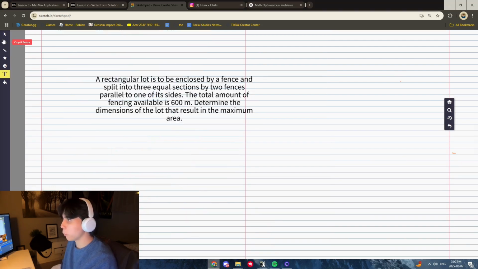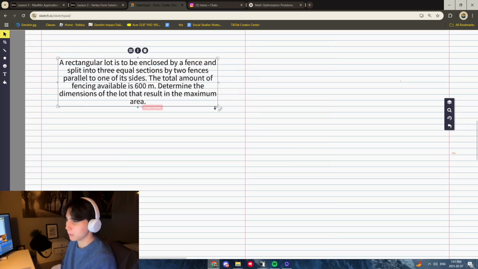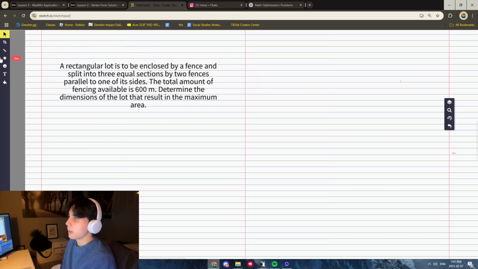Alrighty, final word problem that I'm going to go over today. So we have a rectangular lot that is to be enclosed by a fence and split into 3 equal sections by 2 fences parallel to one of its sides. So I'm going to draw just a visual representation of what this might look like.